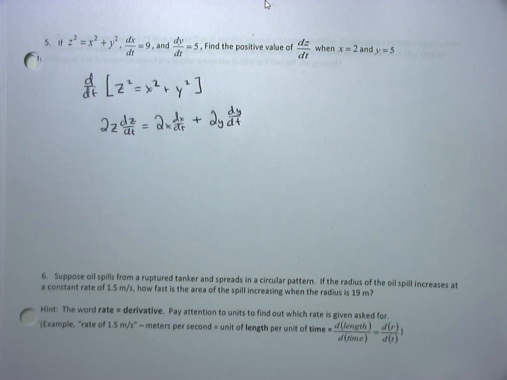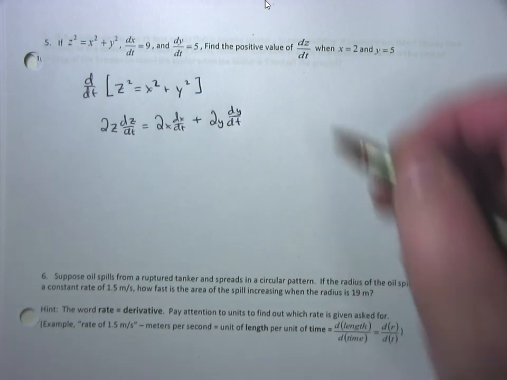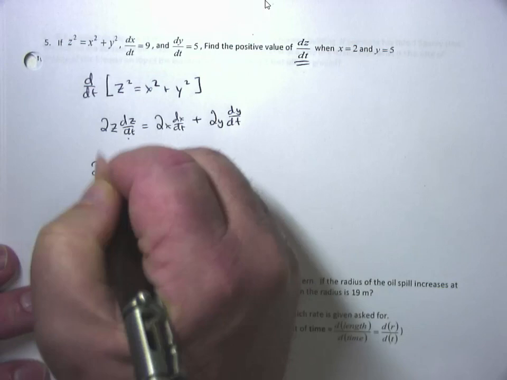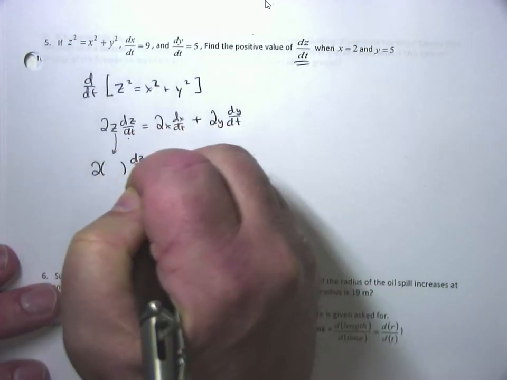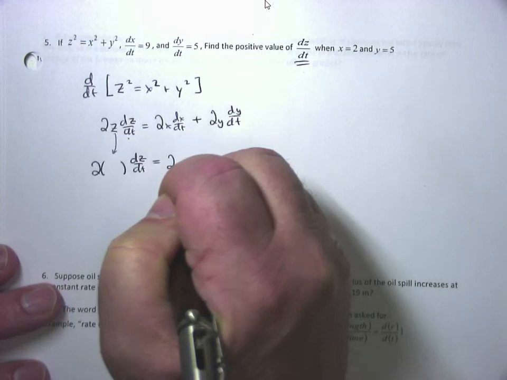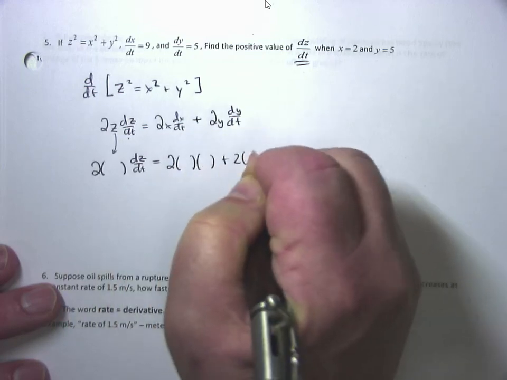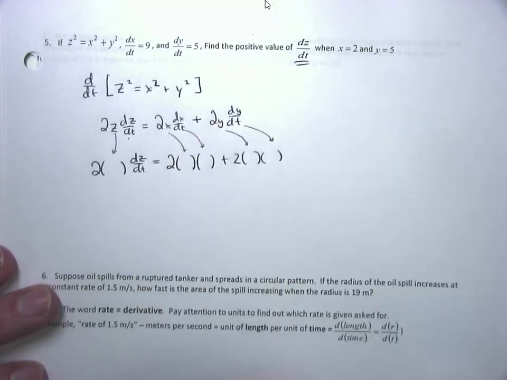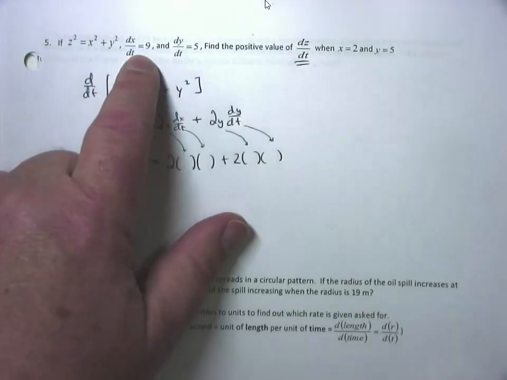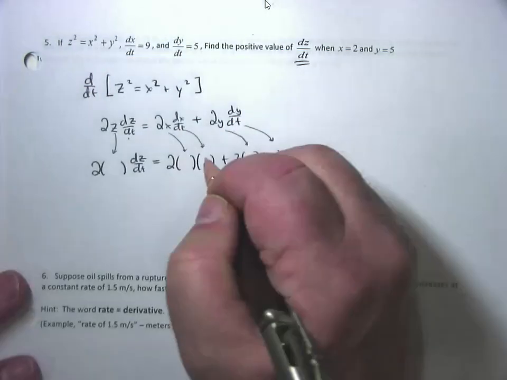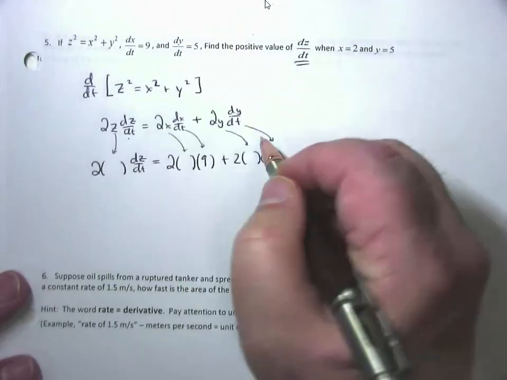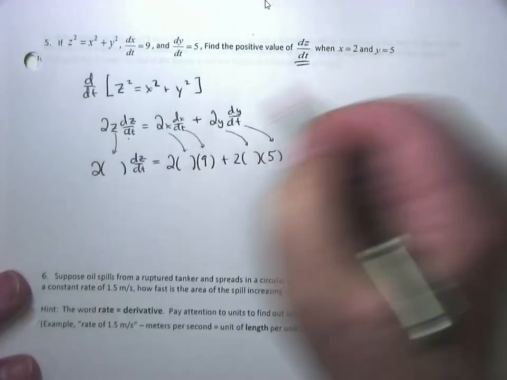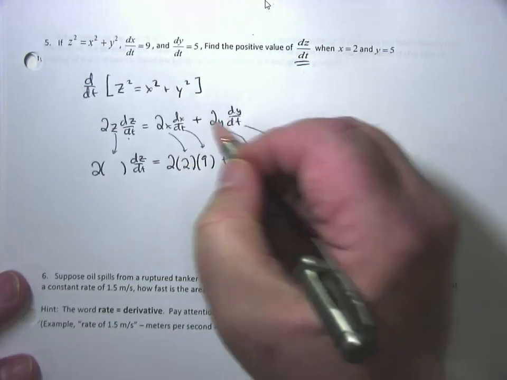Now plug in what you know and solve for what you don't know. Remember, the goal is to solve for dz/dt. This is the variable. So all these other guys, the 2 is a constant, the z I'm going to plug in here. The dz/dt is what I want to solve for, so I leave it as the variable. It'll be equal to 2 times x times dx/dt plus 2 times y times dy/dt. Basically, I'm going to plug in what I know here. We know that dx/dt is 9, so I'm going to plug in a 9. I know that dy/dt is 5, so I'm going to plug in a 5 there. I'm trying to find dz/dt when x is 2, so I get to replace x with 2, and I get to replace y with 5.